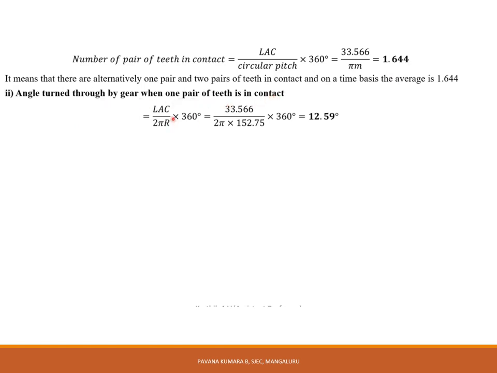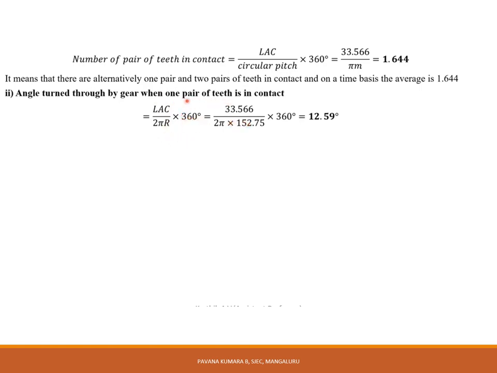Then angle turned through by gear when one pair of teeth is in contact. That is nothing but length of arc of contact divided by 2 pi r, the angle turned through by one gear when one pair of teeth is in contact. This is the formula, divided by 2 pi r, into 360.